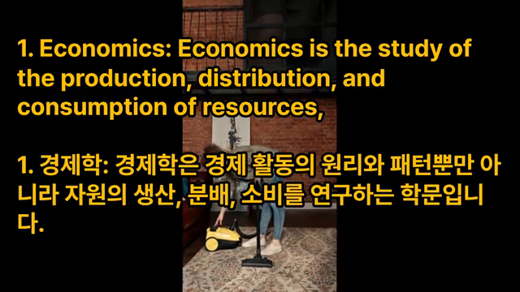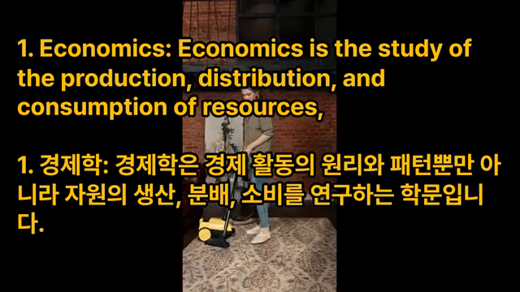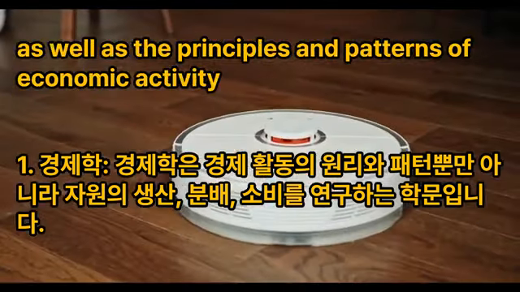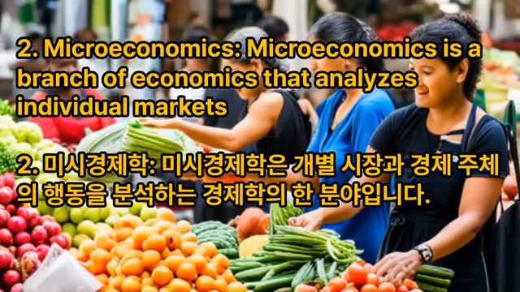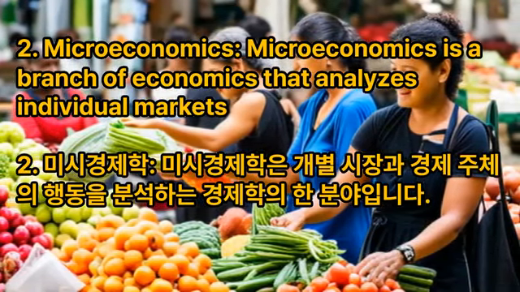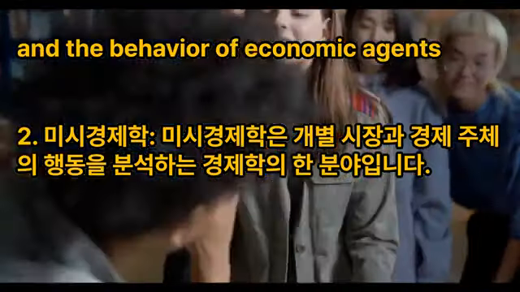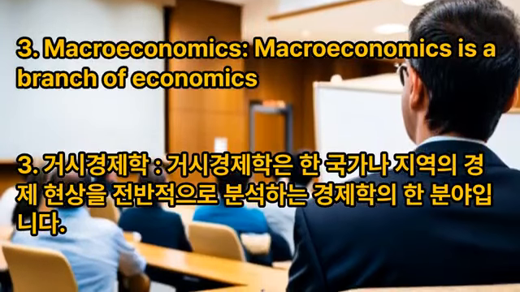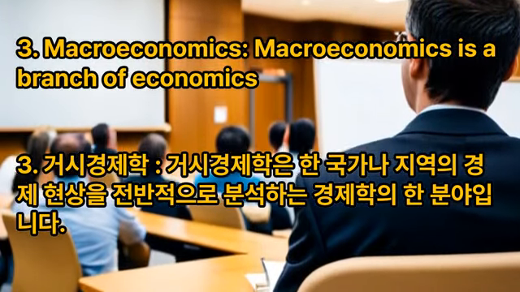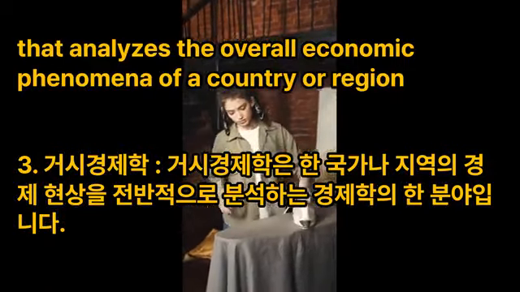1. Economics. Economics is the study of the production, distribution, and consumption of resources, as well as the principles and patterns of economic activity. 2. Microeconomics. Microeconomics is a branch of economics that analyzes individual markets and the behavior of economic agents. 3. Macroeconomics. Macroeconomics is a branch of economics that analyzes the overall economic phenomena of a country or region.